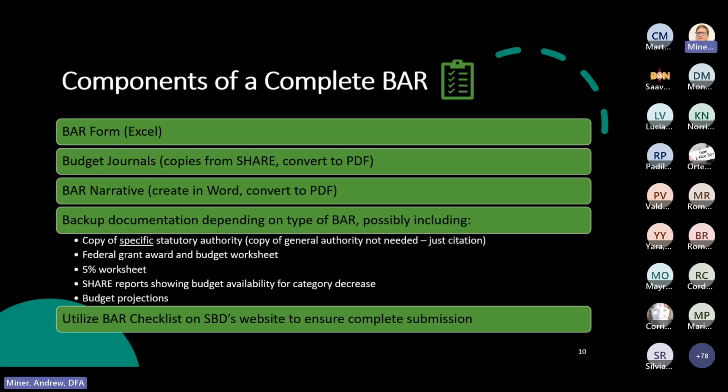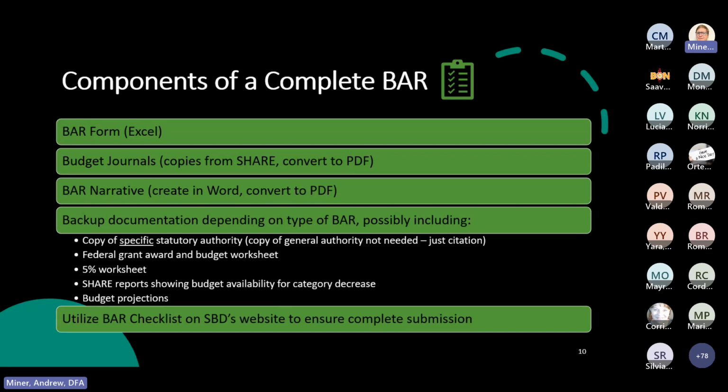So you've got your BAR authority and you're good to go. You're ready to submit your BAR. What do you need to do? So here are all the components of a complete BAR submission. First, like I said, there's the BAR form. That's in Excel. Okay, there's your budget journals. Every BAR is going to need budget journals, either 1 or 2, depending on the type of journal. We ask that you print out copies of those from SHARE. And again, all of this backup documentation is going to be converted into one PDF, please.